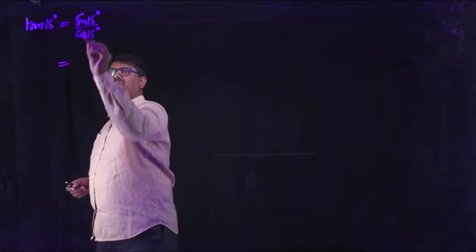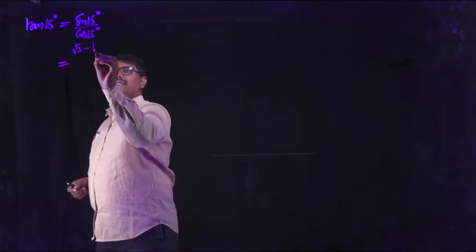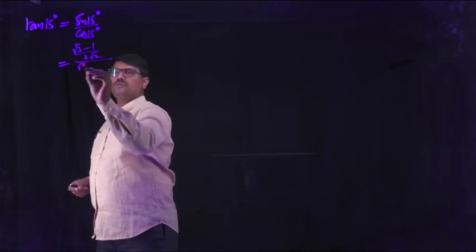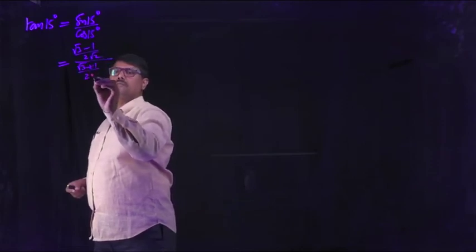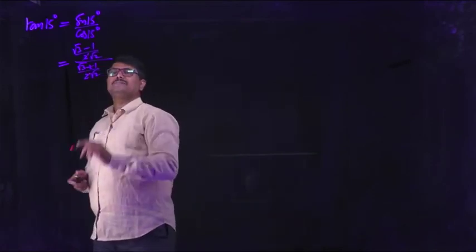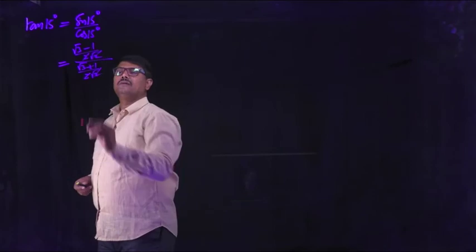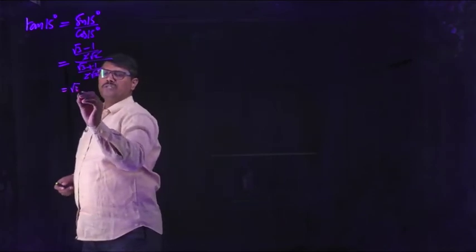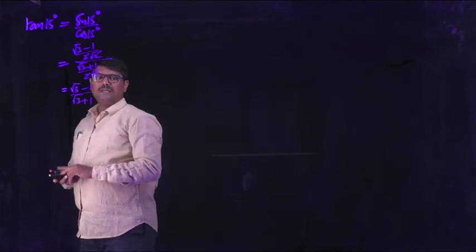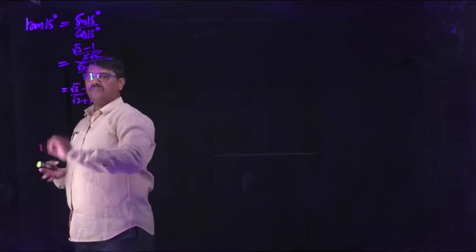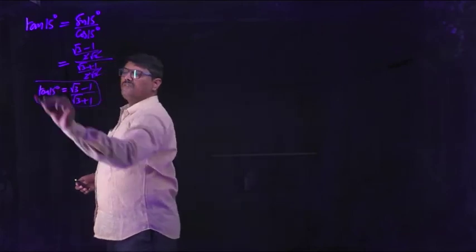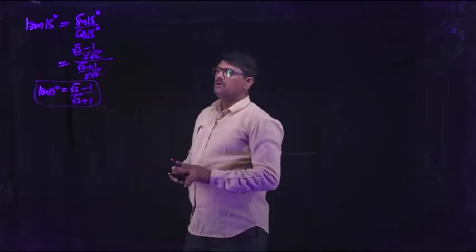What is sine 15? Root 3 minus 1 by 2 root 2. What is cos 15? Root 3 plus 1 by 2 root 2. So the 2 gets cancelled and the root 2 gets cancelled, so the value will be root 3 minus 1 by root 3 plus 1. So you can remember the value of tan 15 like this: tan 15 is root 3 minus 1 by root 3 plus 1.